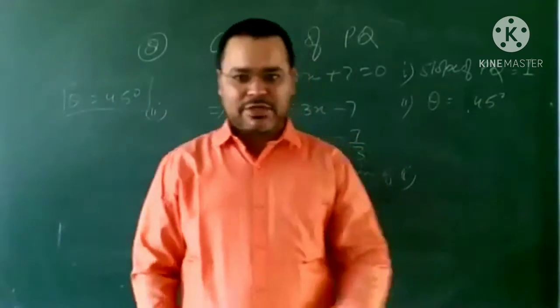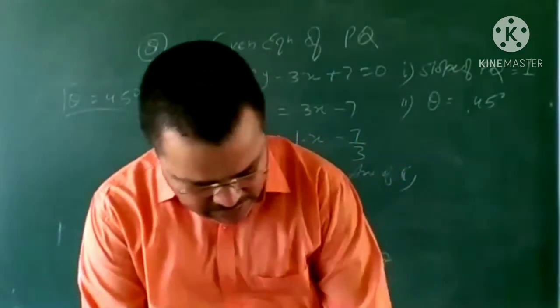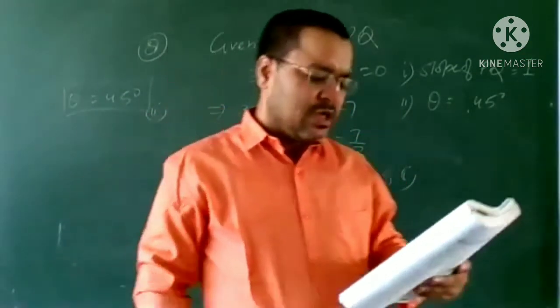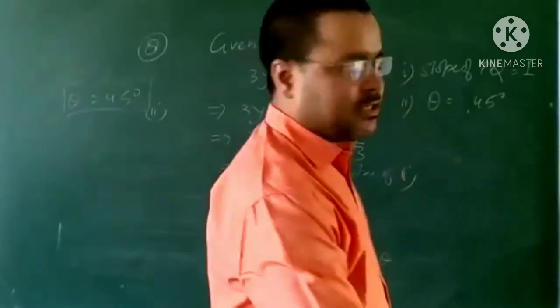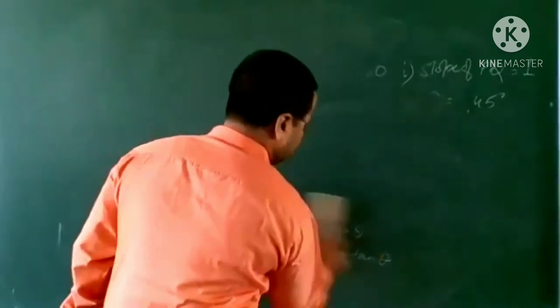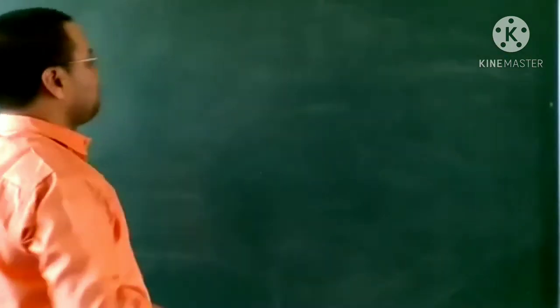Let us see question number 12. Question number 12 is: the graph of the equation y is equal to mx plus c passes through the points (1, 4) and (-2, -5). Determine the values of m and c. Very simple question.